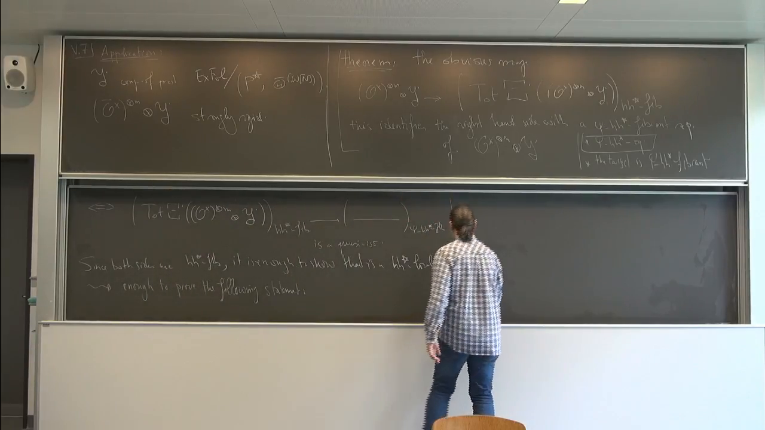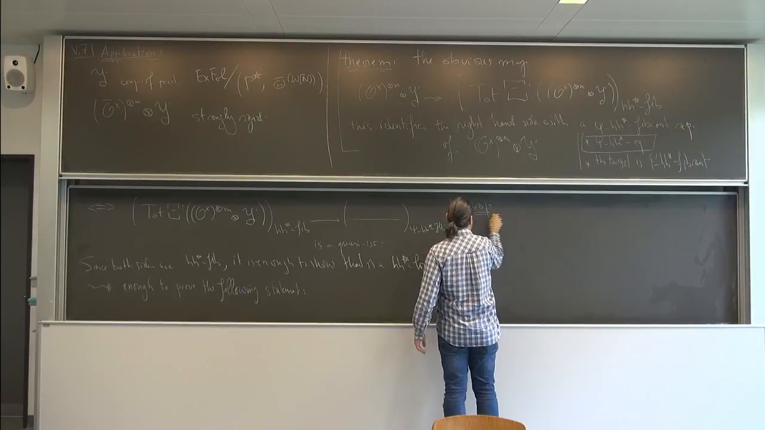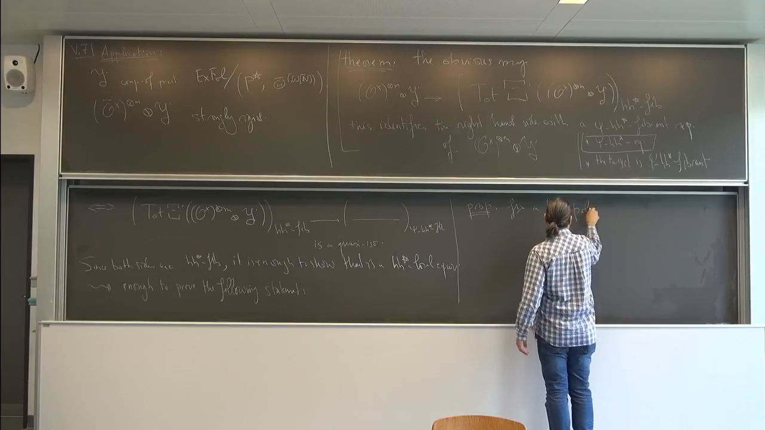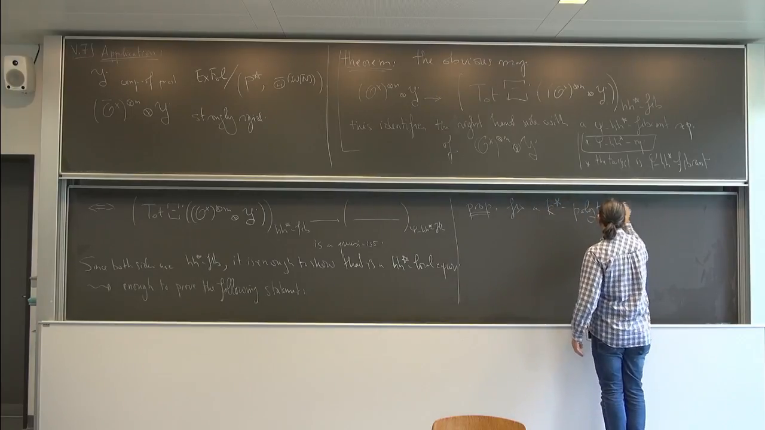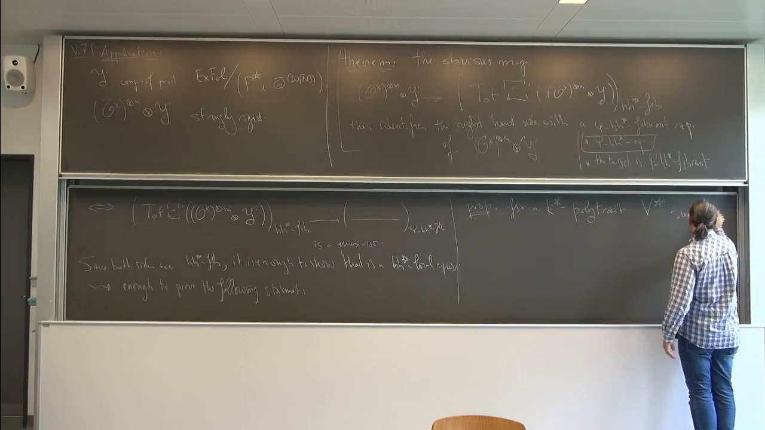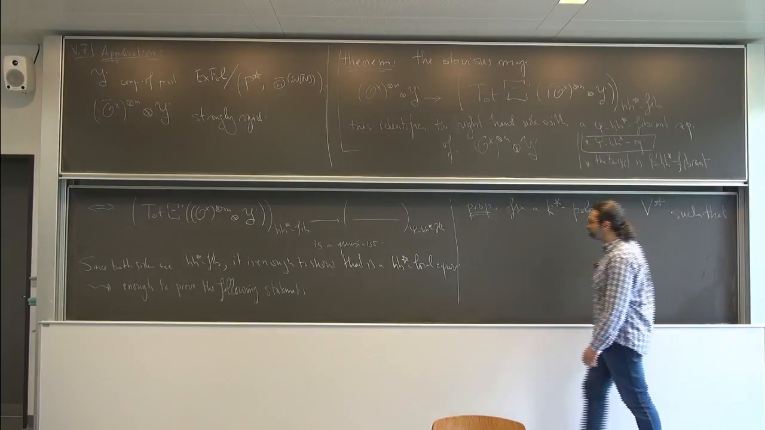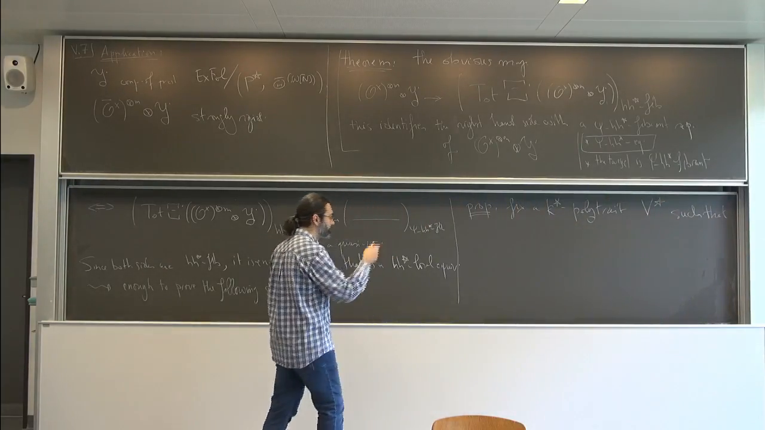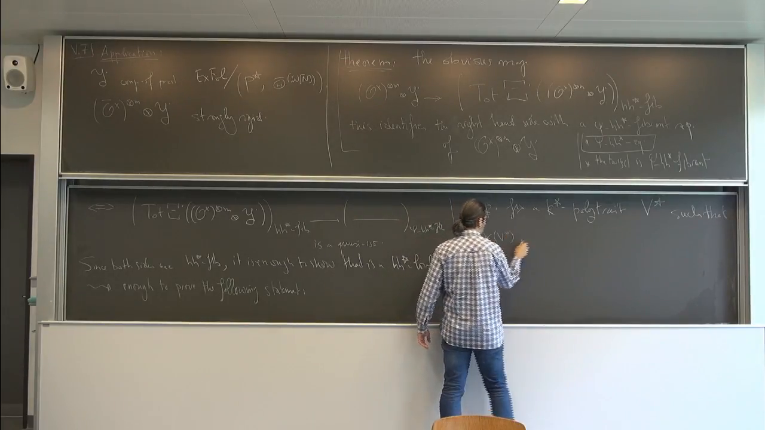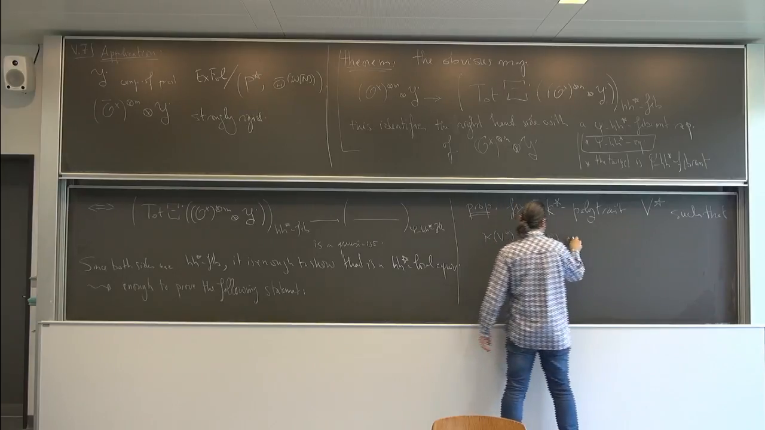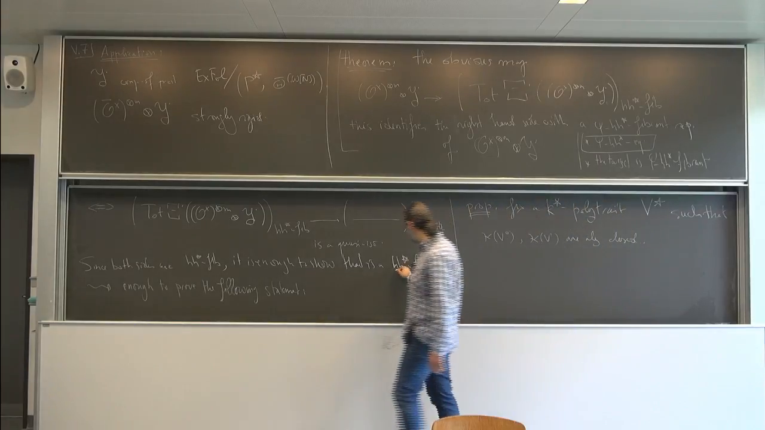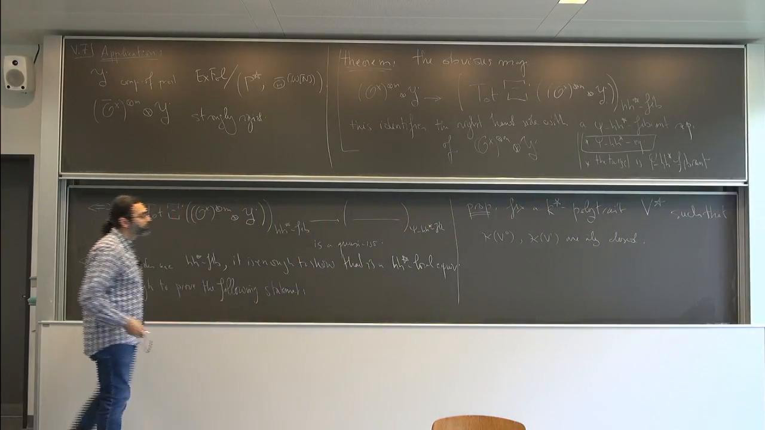So, proposition. We fix a K star polytray V star such that, also I think this condition is not even important for the proof, but such that the residue field, the fraction field, are algebraically closed. And these are exactly the points for this topology.